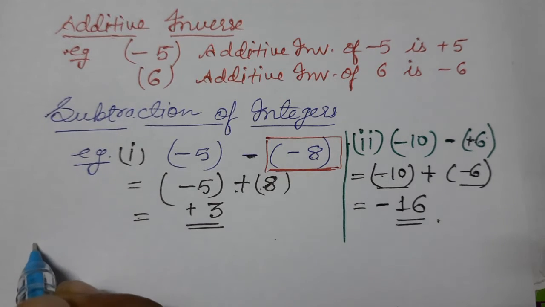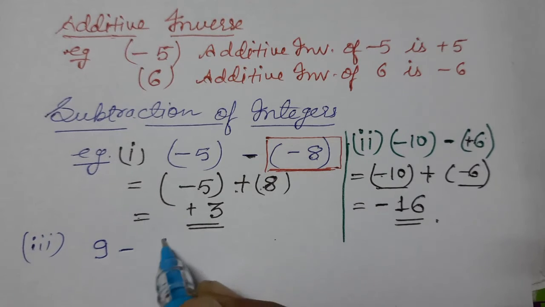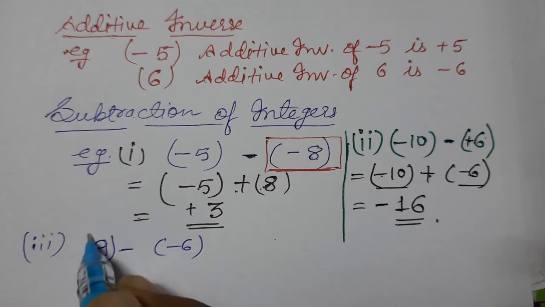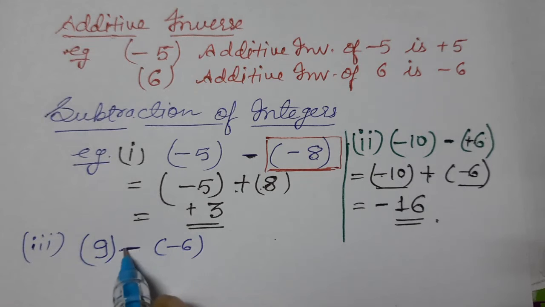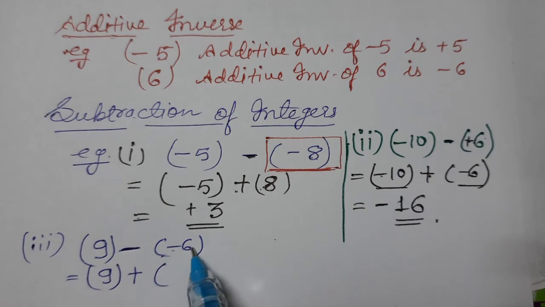So the third example we have taken is 9 minus minus 6. So again we need to remove this minus, हमें माइनस को हटाना है. So always take the additive inverse of minus 6. So the minus becomes plus. The additive inverse of minus 6 is plus 6. So now the question turns into the addition of integers and both are positive. So 9 plus 6, 15 is the answer.